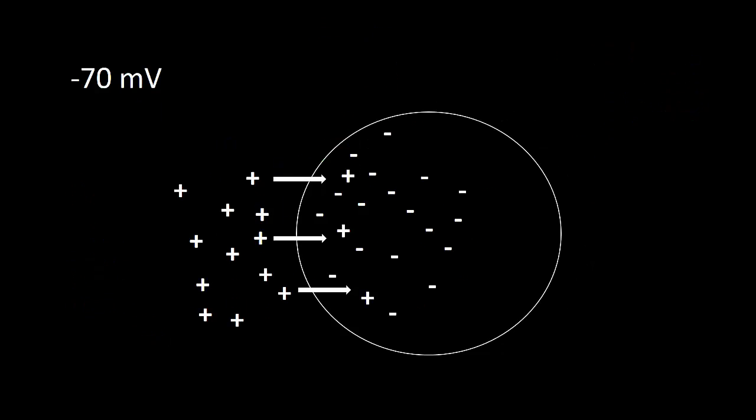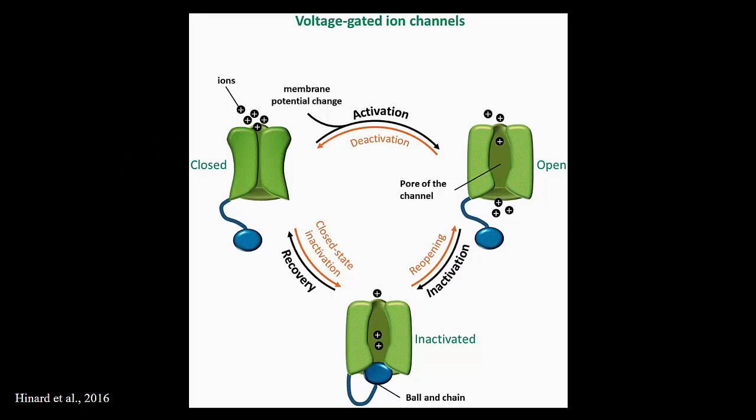All right, so we're at minus 70 millivolts. Things come in and we get a depolarization to say minus 60 millivolts. And that's just a small depolarization. Now, I mentioned voltage-gated ion channels. So here's a diagram basically summarizing quickly what we need to know. We're going to start with them closed.